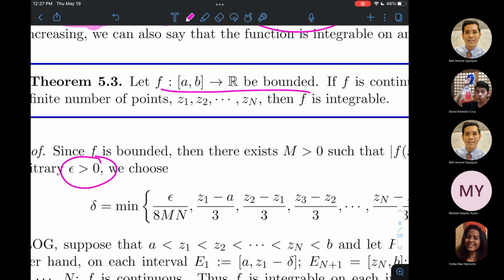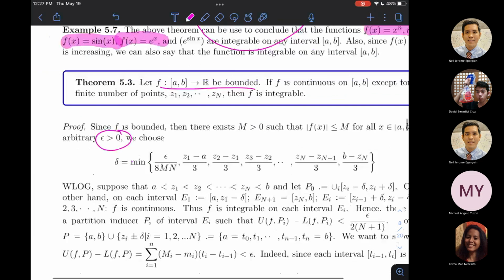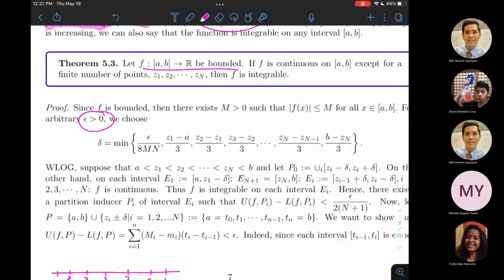So, kaya magko-consider ako ngayon ng epsilon greater than 0. And then I want to show that the upper minus lower Riemann sum can be made so that their difference would be less than epsilon. Now, ang gagawin ko rito ay, kung given na si epsilon, okay, pipiliin ko si delta to be the minimum between these guys. Tapos sabihin nyo, out of this world naman yung choice ng delta. Minimum siya ng epsilon over 8Mn. Where the hell did that come from?